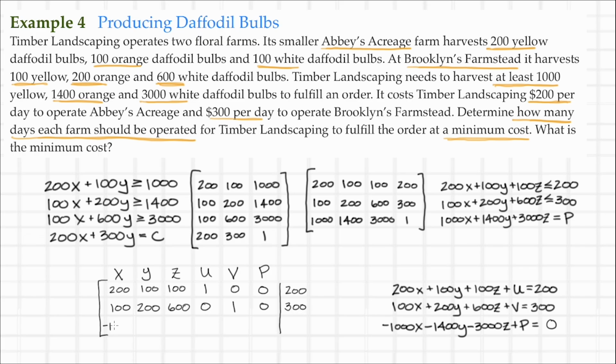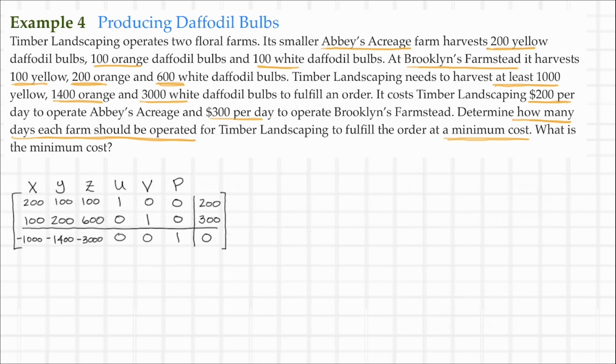Then negative 1000, negative 1400, negative 3000, 0, 0, 1, and 0. Then we'll close off the matrix, put in our horizontal line. And of course, this is our simplex tableau that we're going to go ahead and use the simplex method to solve.